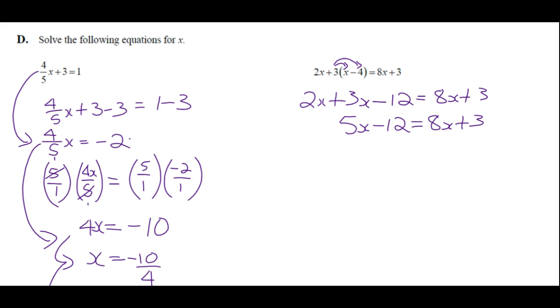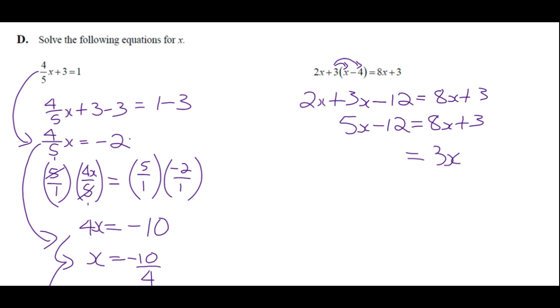It doesn't matter. But if I subtract 8x from both sides, I'm going to get a negative 3x, and I hate negative 3x. I don't want a negative x. So I'm going to subtract the 5x from both sides, which will give me a 3x over here. Then this 3 needs to go to the other side, so I'm getting my x's on the right side and my constant, my number, on the other side, which is the left.